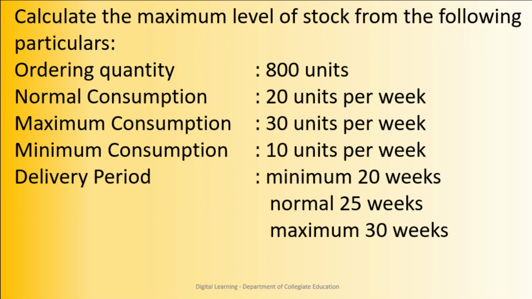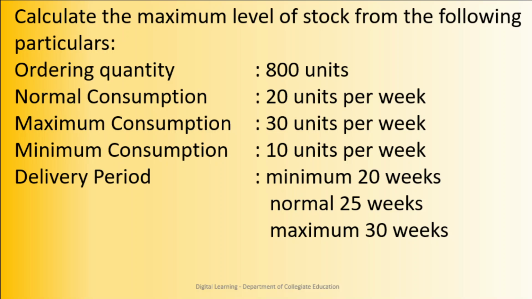The first problem: calculate the maximum level of stock from the following particulars. Ordering quantity given is 800 units, normal consumption 20 units per week, maximum consumption 30 units per week, minimum consumption 10 units per week. Delivery period is given: minimum 20 weeks, normal 25 weeks, maximum 30 weeks.